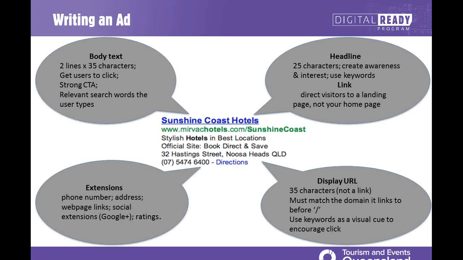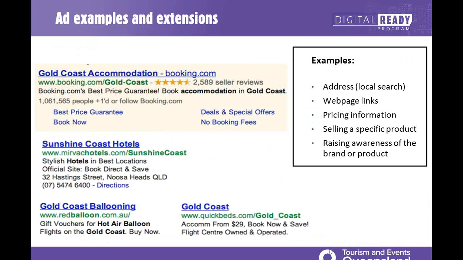Is it clear? Is it compelling? Okay, so I've been talking about extensions a little bit. Here are some examples of extensions. Gold Coast Accommodation Booking.com, we've got a rating in here. Strong call to action here again with keywords in it, accommodation, Gold Coast. Booking.com's best price guaranteed. This is a +1 extension. More than 1 million people have +1'd or follow Booking.com on Google+, and deep links into the website.